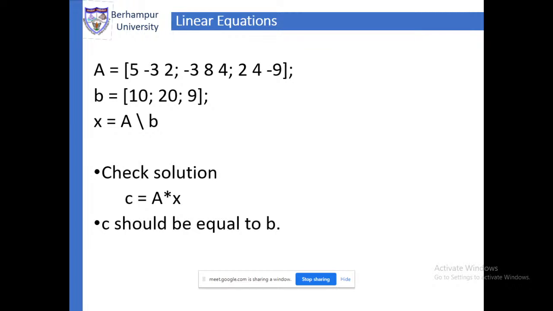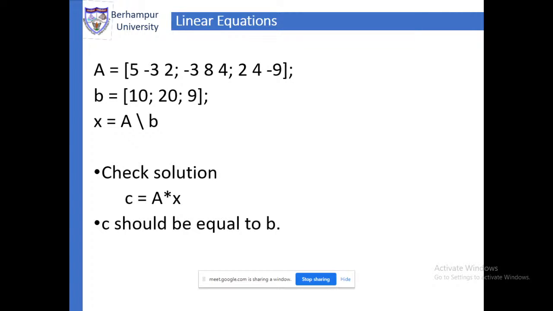If you have A inverse first and then B, then you take the left slash or backward slash. If you have B then A inverse, then we take the forward slash. Since we have A inverse then B, we are taking the backward slash. So X is equal to A backward slash B. If we write this, then we will get the values of X, Y and Z.